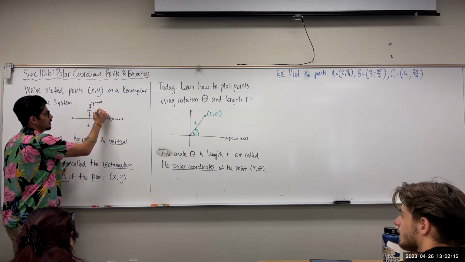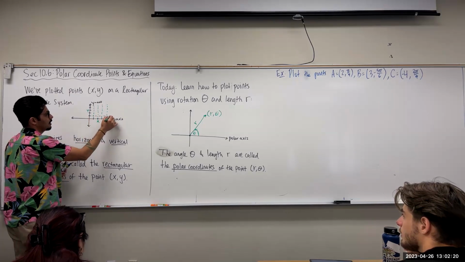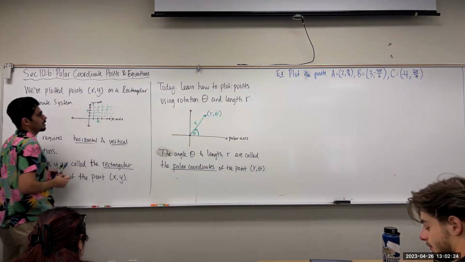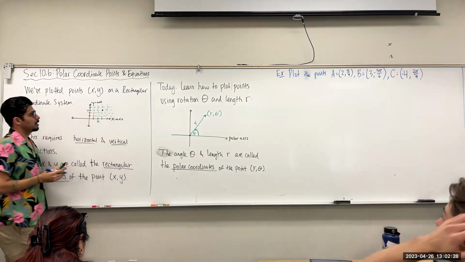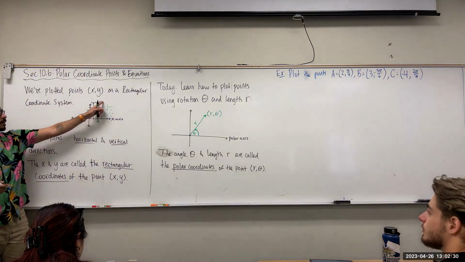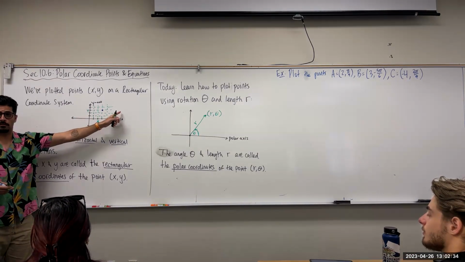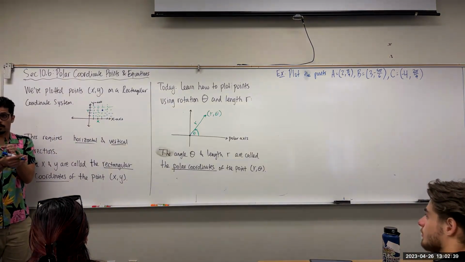Let me see if I can draw it. You had a grid that you were imagining in your head, like this. And then the point was located right here. That point was the intersection of the X value here and then the Y value there. So wherever those two coordinates intersected, that's where you were plotting your point.